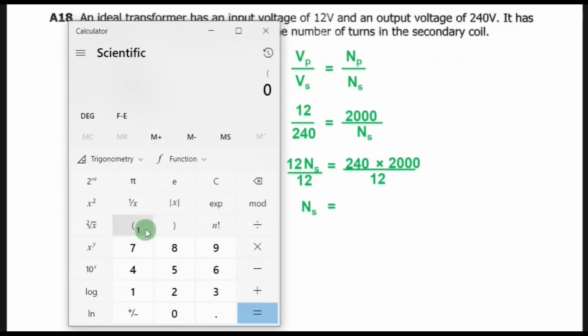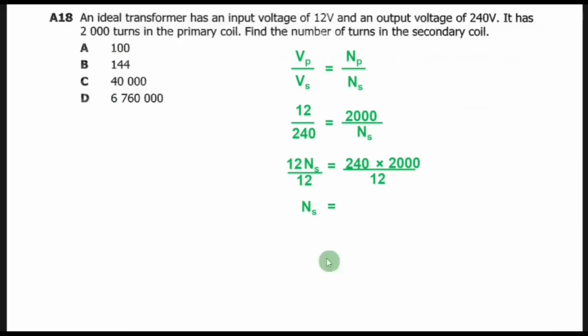So you say open brackets, 240 times 2000, then you close the bracket, so you are dealing with this one first, then you say divided by, and if you want you can also put it in a bracket, 12. Then you say equals, and you get 40,000. So the number of turns in the secondary coil will be 40,000 turns. So our answer is going to be C.